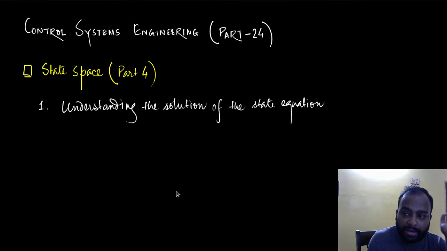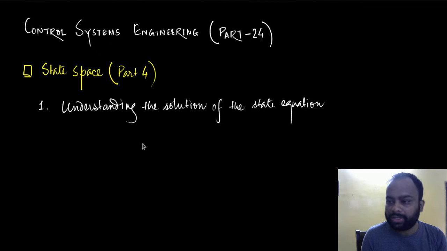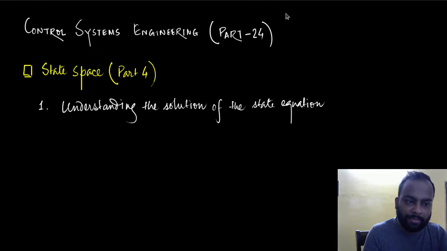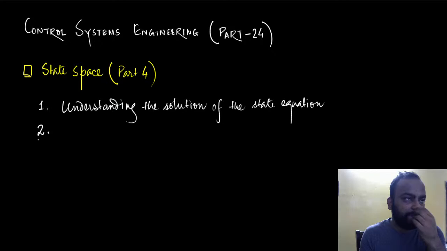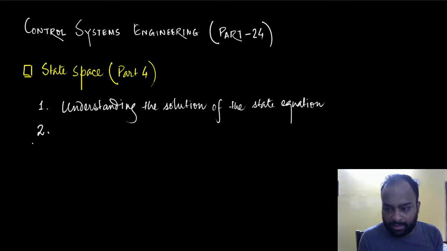In today's agenda we shall try our best to understand the solution of the state equation. What it actually means, what the different parts actually mean, and what the different components in those parts also mean. Alongside that we are going to solve a few problems. We shall consider maybe one or two systems, solve their corresponding state equation, and figure out the output of those systems under certain inputs.